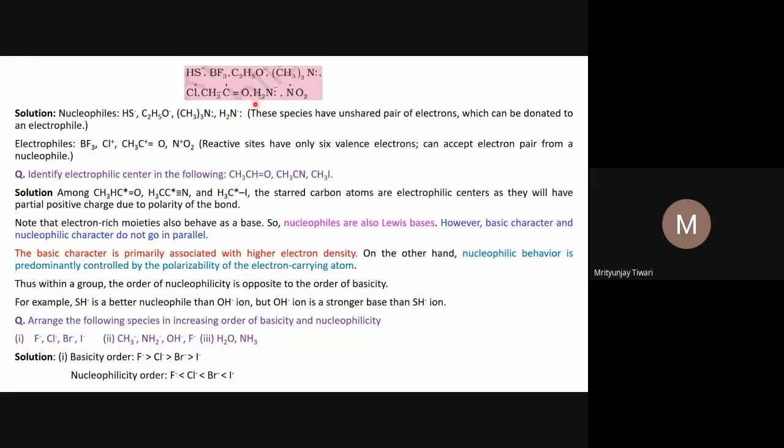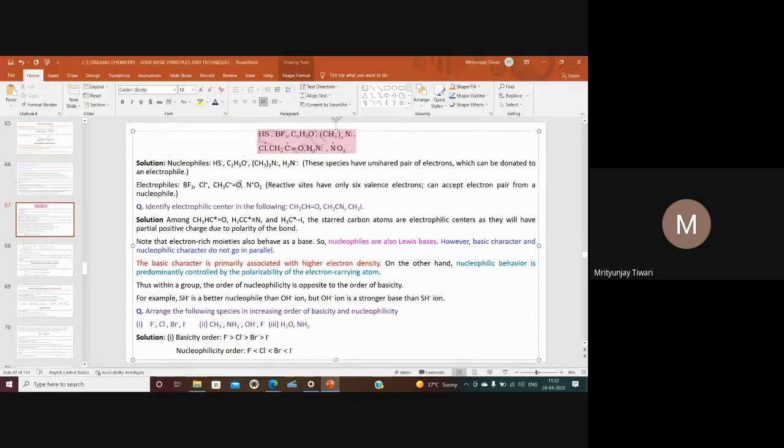Now the next species, Cl plus. This species has a positive charge, so this is an electron deficient species, so it will be an electrophile. So Cl plus is an electrophile. Then CH3C plus double bond O. Now there is a positive charge at the center, so this species is an electron deficient species, and so it will be an electrophile. And this center will be attracted towards a nucleophile, an electron rich center. So this is an electrophile.